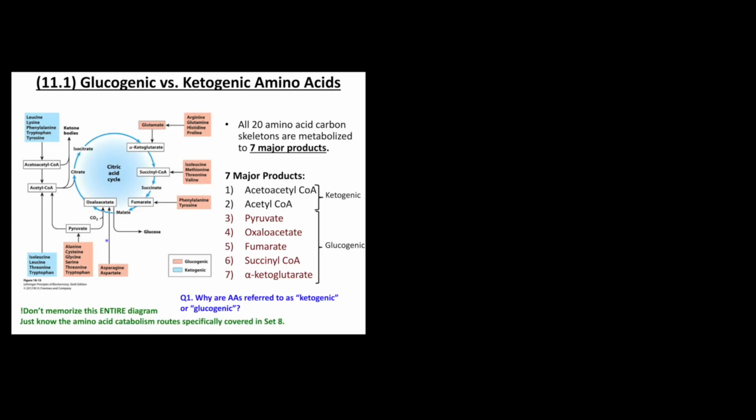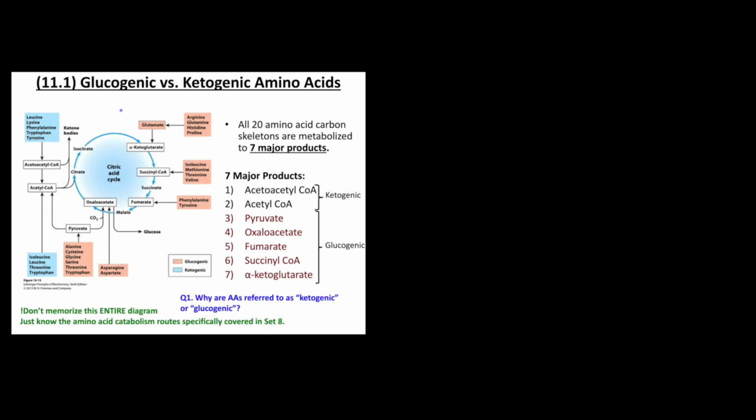This is set 8 on the fate of carbon skeletons, amino acid catabolism. The suggested readings are in Lehninger from the 5th, 6th, and 7th edition, as well as the practice problems being listed here. In this set of notes, we're going to go over glucogenic versus ketogenic amino acids, the catabolism of glucogenic amino acids, phenylalanine and tyrosine catabolism, plus the catabolism of other amino acids.